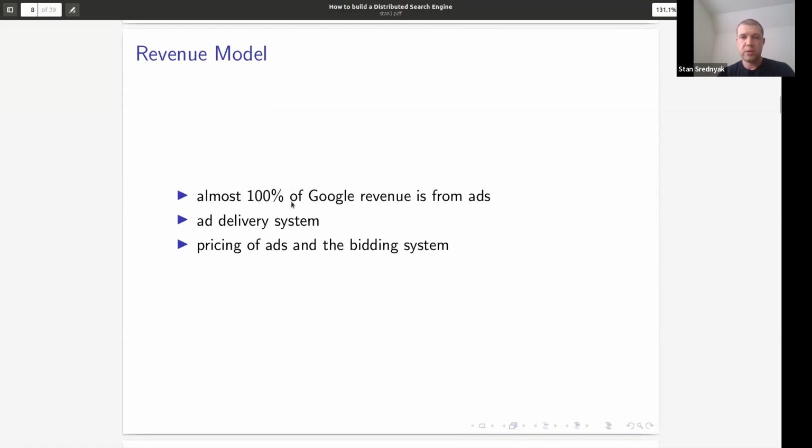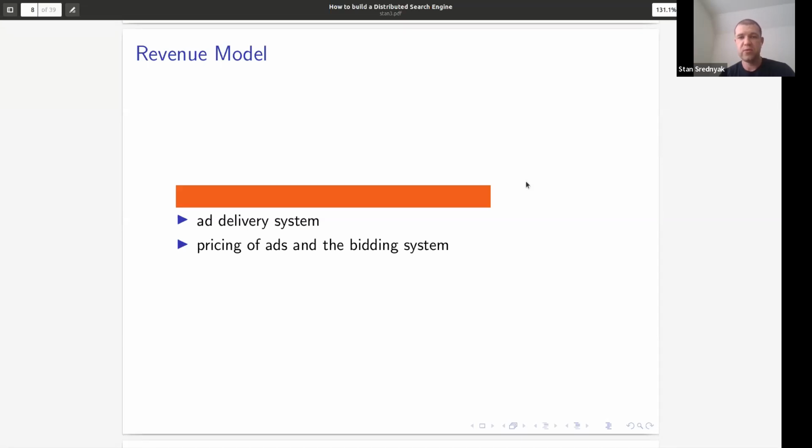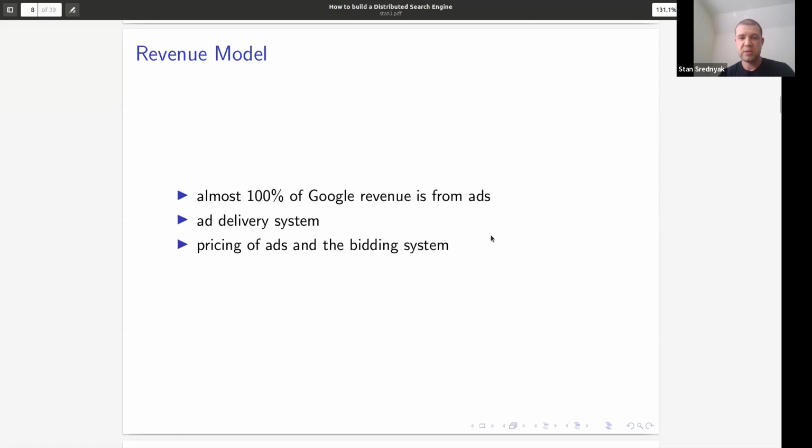So let me cover briefly what is the current revenue model behind search. Almost 100% of Google revenue is in the form of advertisement. They have a very robust and ramified delivery system. And the pricing of advertisements is organized as a bidding system. In other words, there is a bidding mechanism that drives price formation.